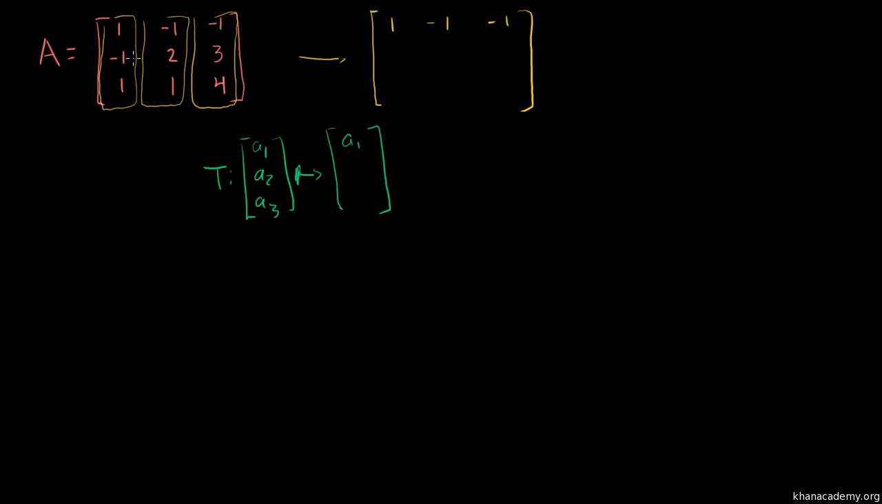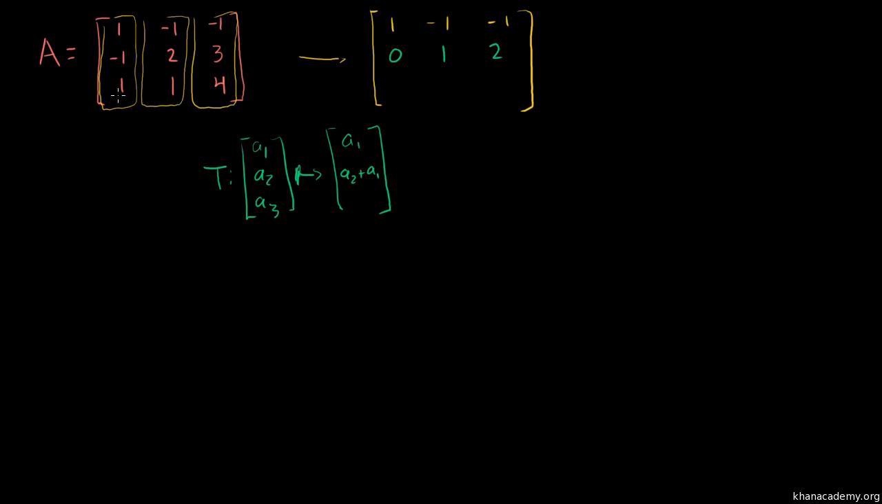Now, what could we do if we want to get to reduced row echelon form? We'd want to make this equal to a 0. So we want to replace our second row with the second row plus the first row, because then these guys would turn out to be 0. So let me write that in my transformation. I'm going to replace the second row with the second row plus the first row. And let me write it out here. Minus 1 plus 1 is 0. 2 plus minus 1 is 1. 3 plus minus 1 is 2.